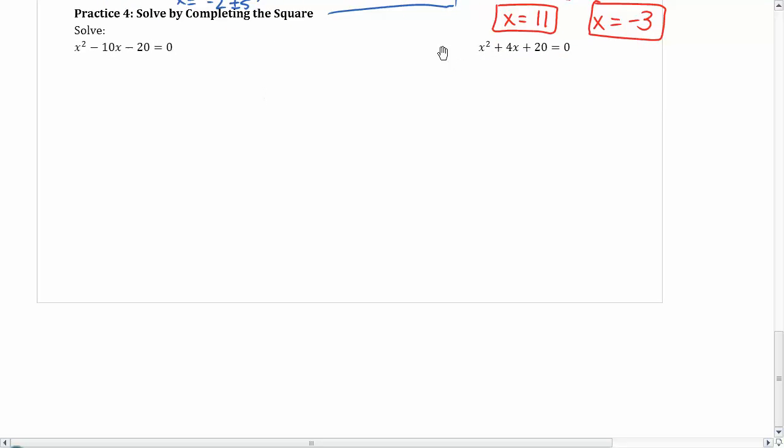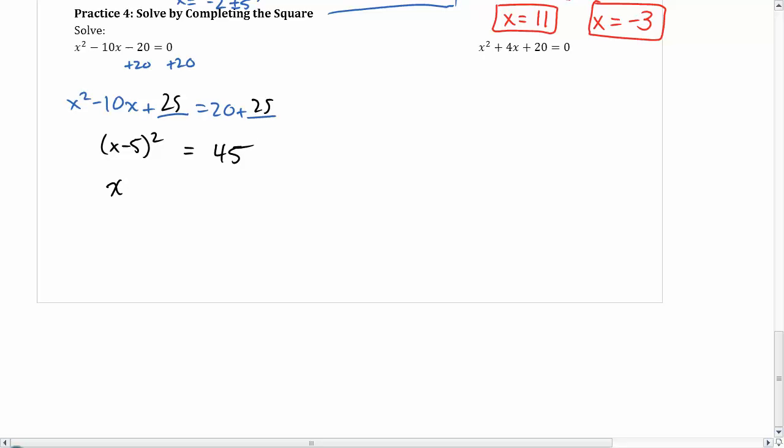Okay, so we'll do one more together, and then this last one will be yours. X squared minus 10x minus 20 equals 0. Get rid of your constant by adding it to both sides. When you rewrite it, I think it's easiest if you write it with this blank here. So we'll have 20 plus blank. Okay, take half of your middle number, which is a minus 5, square it, and add it to both sides. So 5 squared is 25. Add that to both sides. And so we get 45.